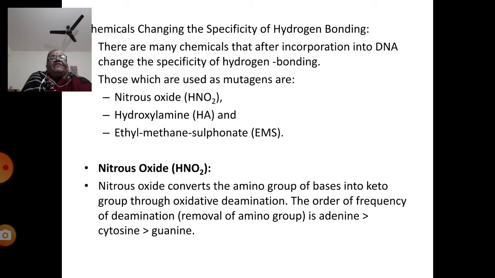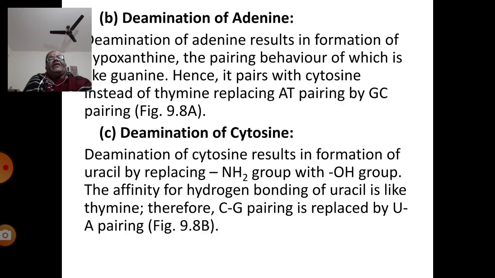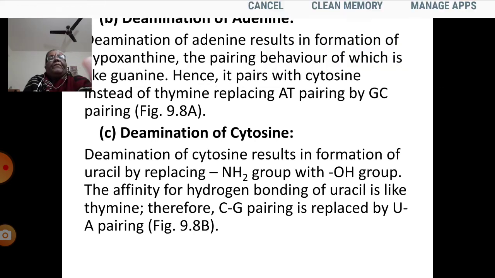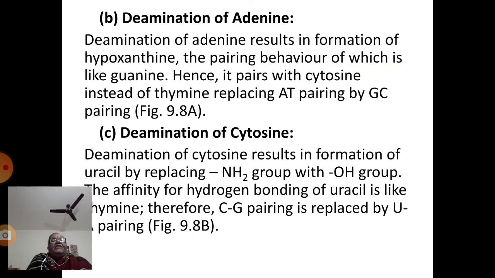The order of frequency of deamination, that is removal of amino group, is adenine greater than cytosine greater than guanine. Then deamination of adenine results in formation of hypoxanthine, the pairing behavior of which is like guanine. Hence it pairs with cytosine instead of thymine, replacing AT pairing by GC pairing.